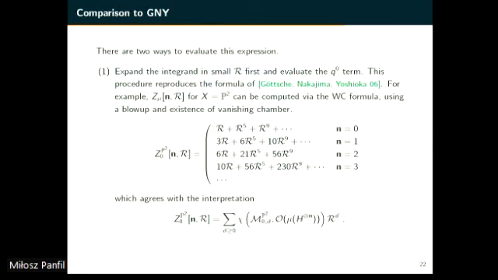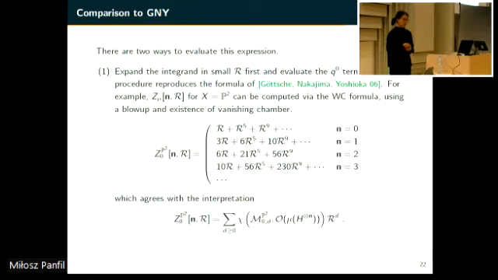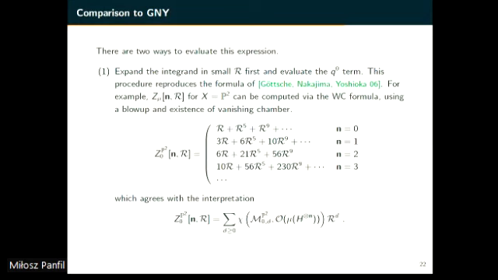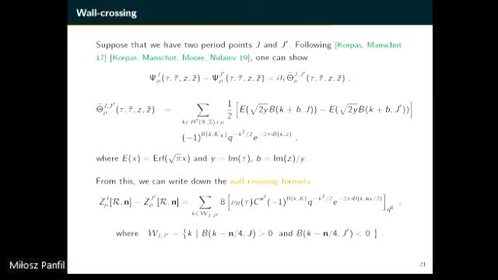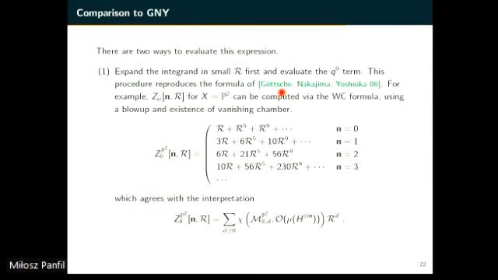So how do we evaluate this expression? In fact, there are two ways to evaluate this expression. The first approach is to expand the integrand that I just mentioned, this one here, in small r first, and then evaluate the Q to zero term. Okay. This procedure actually reproduces the formula of Göttsche and Kool, and Yoshioka in 2006. So for example, the partition function for the P2 case can be computed via the wall crossing formula that I just derived, and also using the blow-up formula and also the existence of the vanishing chamber for F1. This is the result.